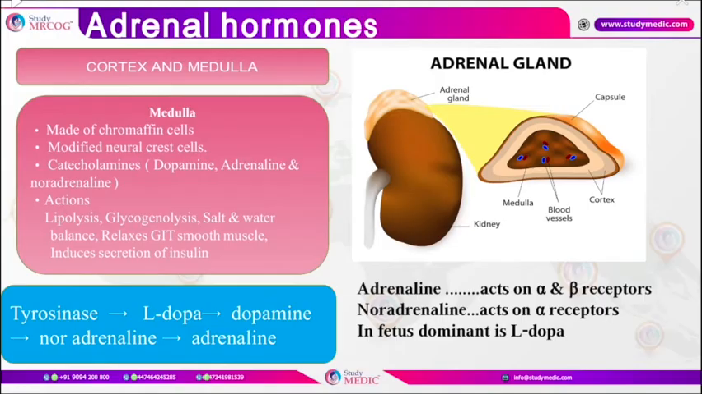A very important cascade of enzymes starts with tyrosinase, which converts L-dopa into dopamine, which gets converted into noradrenaline, and then into the final product, that is adrenaline, which is very important in our body. Talking about the action of adrenaline and noradrenaline: adrenaline acts on alpha and beta receptors. Noradrenaline acts only on alpha receptors. In a fetus, there is a dominance of L-dopa.